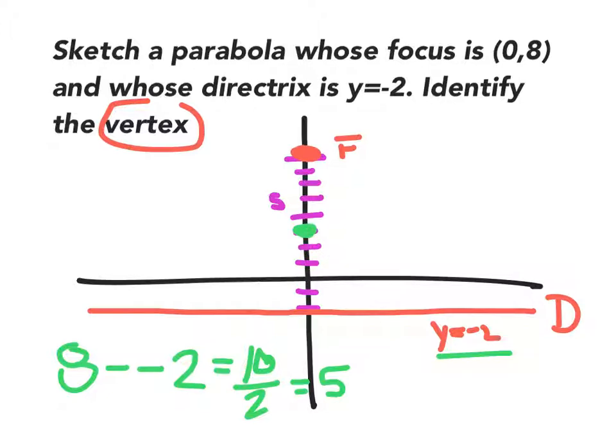So now I'm going to go ahead and label my vertex at 0, 3. And I'm going to draw in my parabola. Now remember, your focus sits inside the parabola. So is this one going to open up or down? Well, hopefully you said up because it has to go away from the directrix.